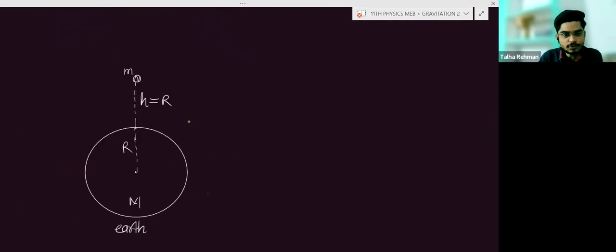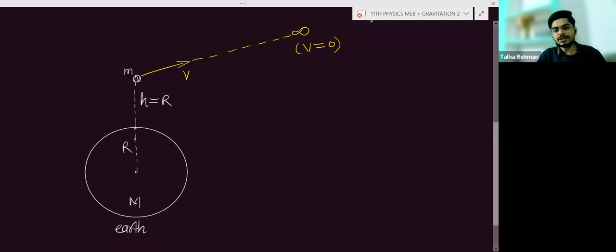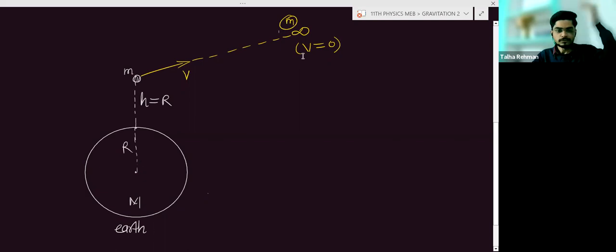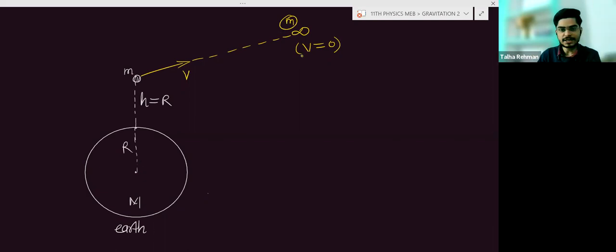So I am throwing this body, suppose, with the escape velocity v. So this body will reach infinity, and there the velocity of the body will become zero. We can say that the total energy of the body at infinity will become zero, or we can use kinetic energy plus potential energy will be zero, because the potential energy is zero as the body is at infinity and kinetic energy is zero because velocity is becoming zero. So you can now use the conservation of mechanical energy.